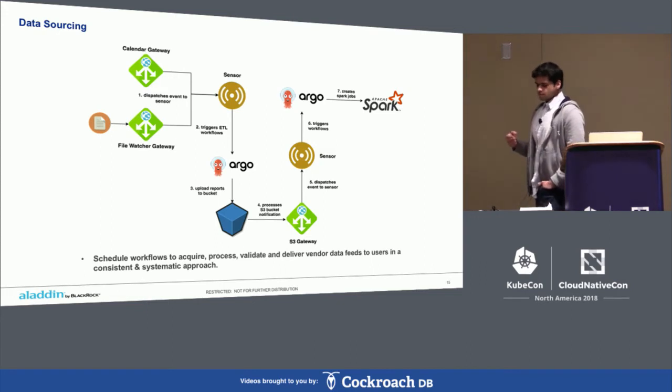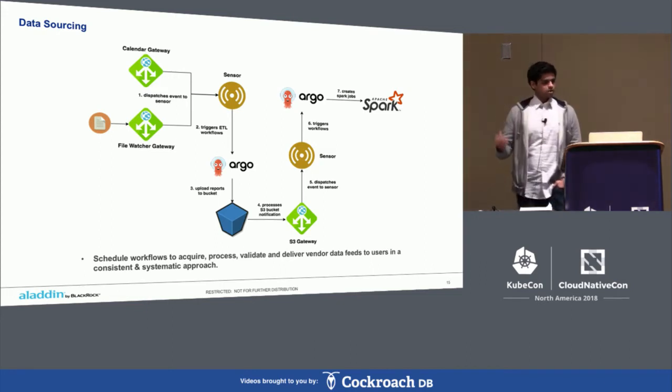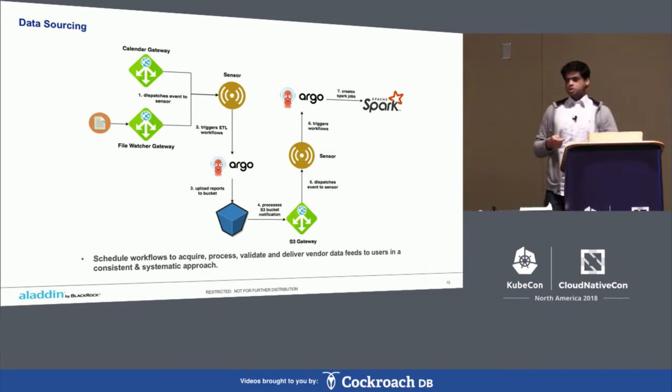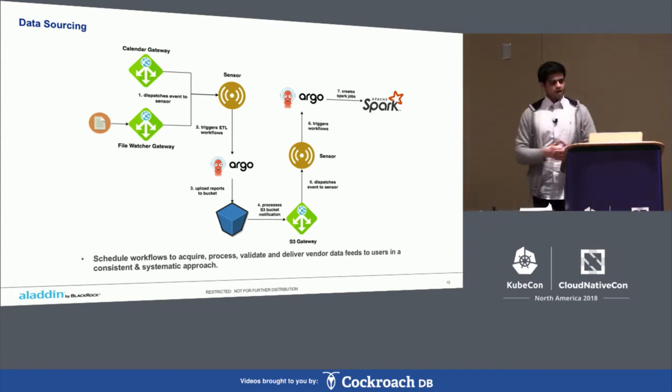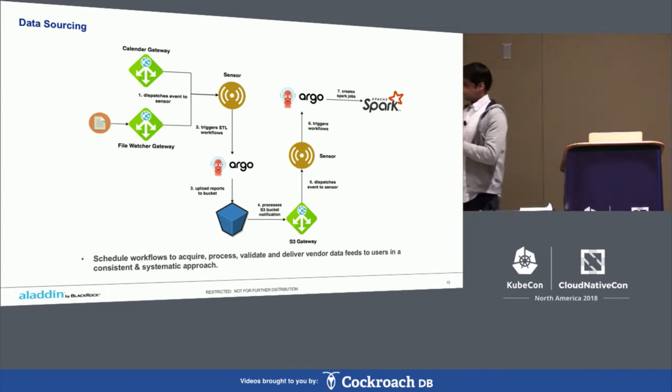So once we get these files in BlackRock, we trigger some ETL workflows, which transform these data feeds into an internal representation and store it on S3. And once we have this data on S3, we consume the SNS notification using S3 gateway, and then we trigger the Spark jobs. I won't go into detail what these Spark jobs do, but they help generate financial models.